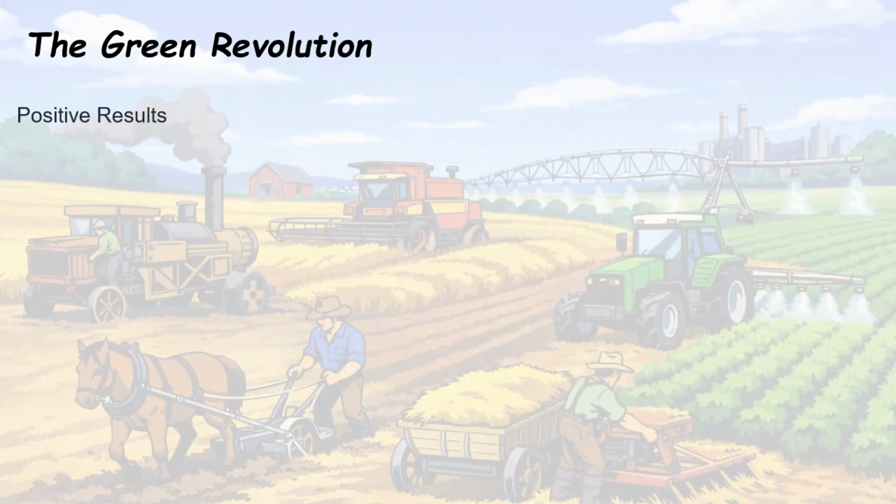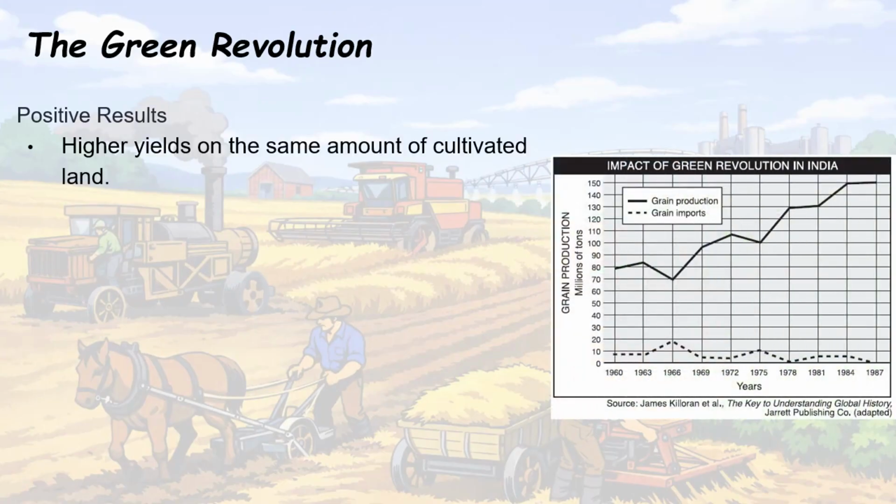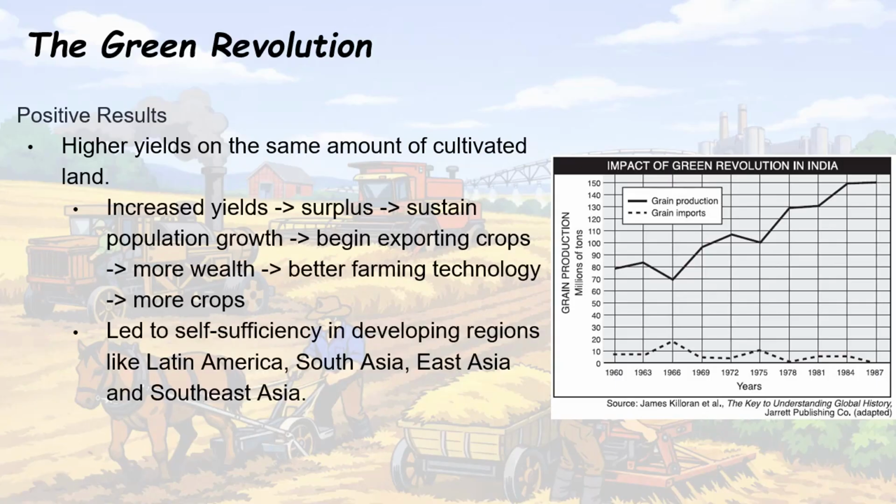The Green Revolution did not just increase food, it flipped the script. Look at the graph on the right showing India. Grain production climbs hard over time, while grain imports drop. That means India moves towards self-sufficiency. That is a massive shift. Instead of relying heavily on outside food, the country produces more of its own.